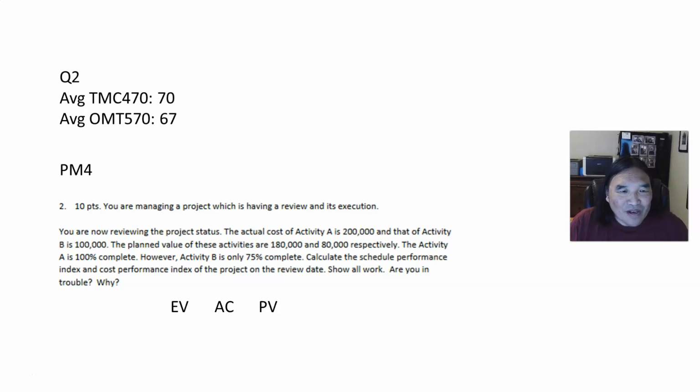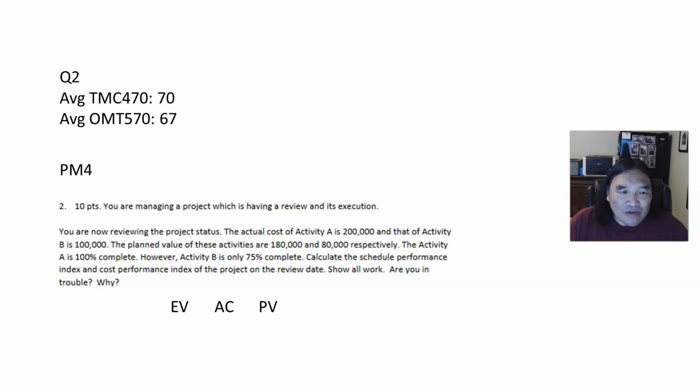If we look at this simple question, the actual costs of two activities are $200,000 and $100,000. Now, that's actual cost, how much you actually spent. But the planned value was $180,000 and $80,000. What does that tell you? If the actual costs are higher than what you planned to spend, you're over budget. Okay, that you can figure out.